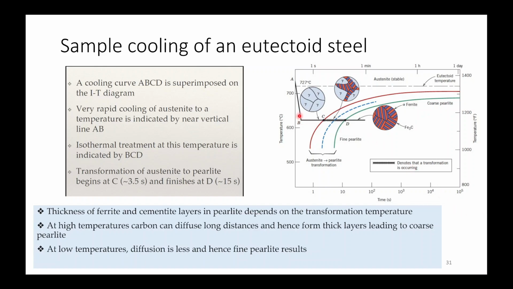Now the thickness of ferrite and cementite layers in pearlite depends on transformation temperature. So if you are transforming along this BCD line, and it is below this, then you will be getting finer pearlite. At high temperature, carbon can diffuse long distances, hence it forms thick layers leading to coarse pearlite. And at low temperatures, diffusion is less and hence fine pearlite results.